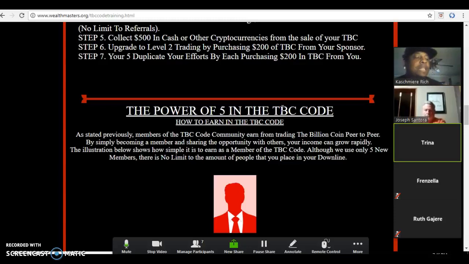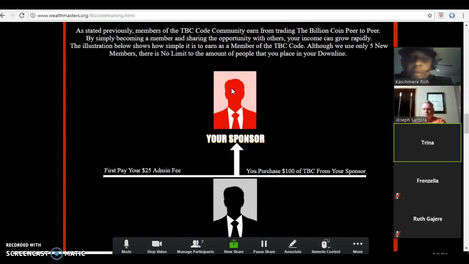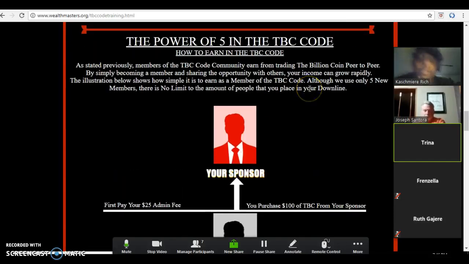So we put some safety measures into that, and we're going to go into that a lot more in depth because we know people are trying to grab anybody they can, but you can't touch another member's person if that upline person already has them in TBC code. Very important.